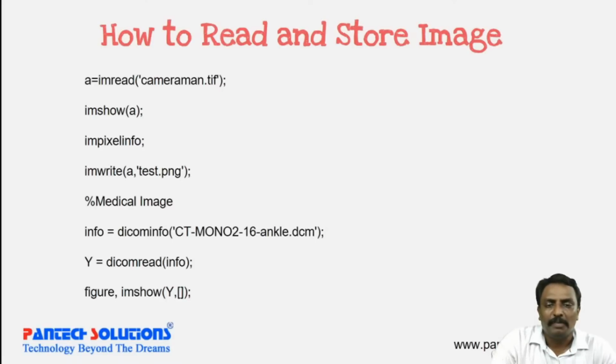Medical images cannot be read through imread, so you have to use dicomread. DICOM images cannot be read through the imread function, so you have to use the dicomread function for that. It's 16-bit data: most images come under 8-bit data, whereas medical imaging standards come under 16-bit data.